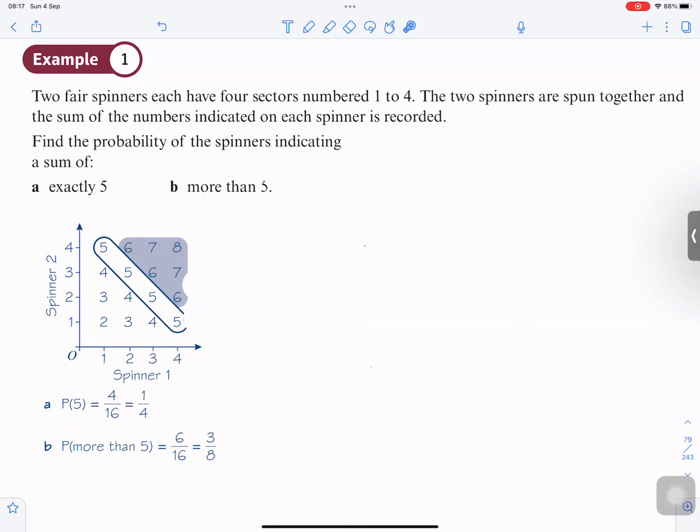So you draw a sample space diagram. So that's a sample space diagram showing all the possible outcomes. 1 and 4, it gives 5. 2 and 4, it gives 6, showing all the outcomes. And there are a total of 4 times 4, which is 16 points. And each of these 16 points are equally likely.